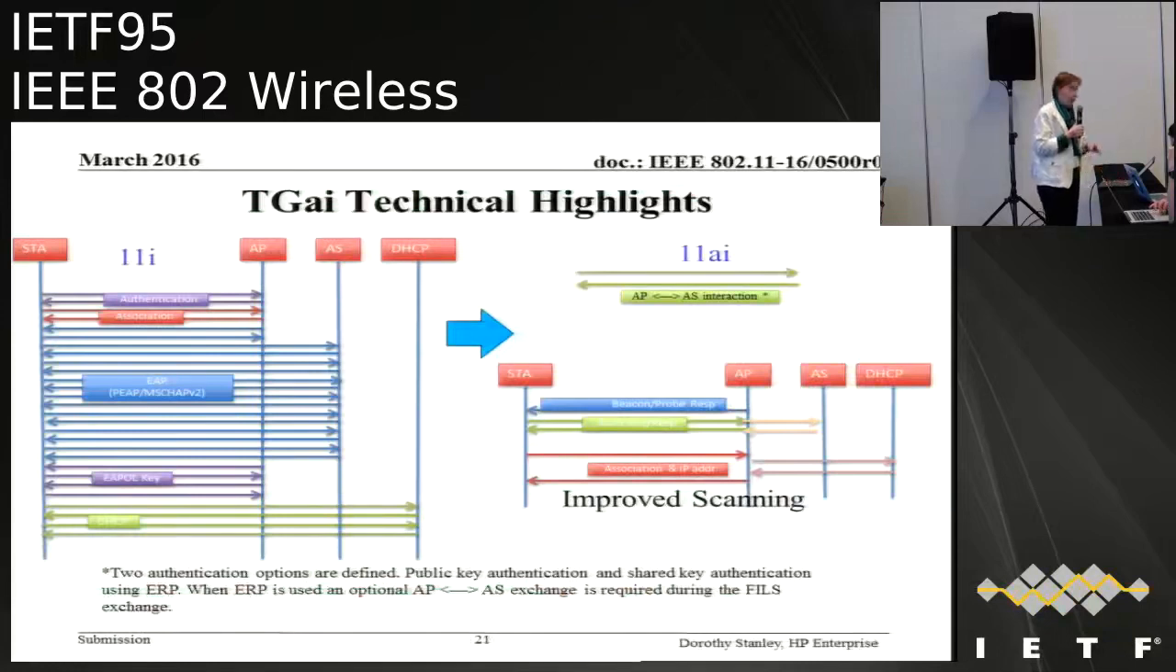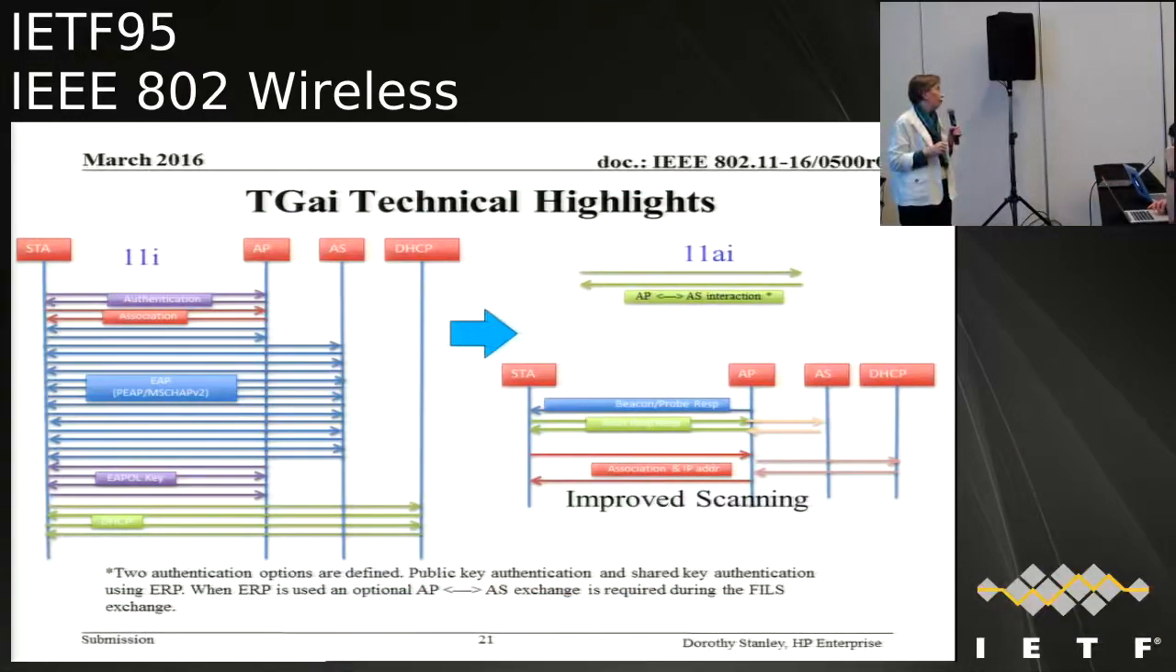TGAI, this is a picture, technical highlights. So 11i was the original security amendment in .11 that introduced the use of EAP. And so the steps that need to be followed when you're using an 11i connection and you're using EAP, for example, there's the 802.11 authentication, which is just a 2-frame exchange back and forth. Then the association, which is again a 2-frame exchange back and forth. And then an EAP exchange, followed by the 4-way handshake that's indicated, EAP key. And then you can get on with business doing DHCP and everything else that you really want to do.